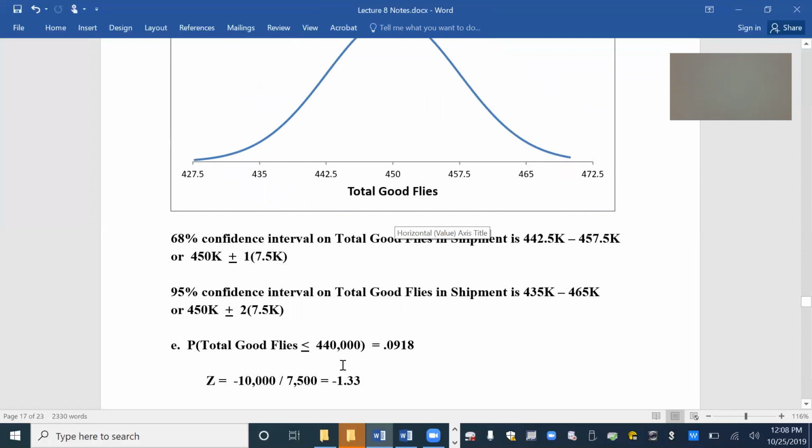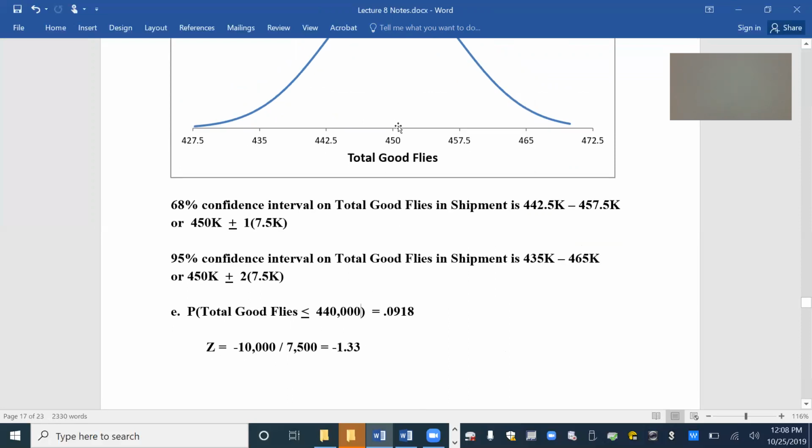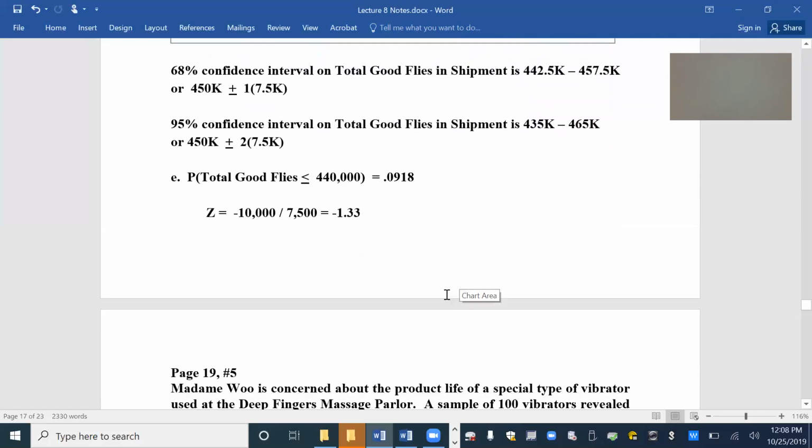Okay, 440 or less. How do I get to 440 from 450? You walk 10,000 to the left. How many step sizes is that? Well, it's a little bit over 1. It's 1 1/3. So we look up 1.33 in our normal distribution, page T12, the negative values, minus 1.33, and get 0.0918. About a 9% chance we're going to run out of flies when we go to produce our huge batch of fly ice. Okay, for now, that's it.